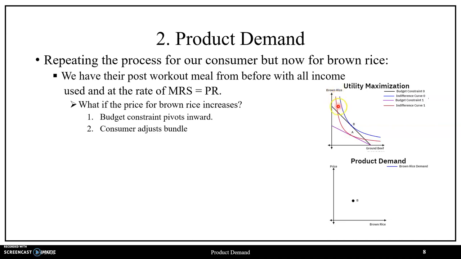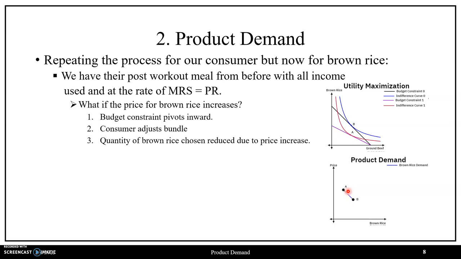So this is going to be at indifference curve 1 in red, intersecting our budget constraint 1 in purple solely once, giving us point A, giving us a new quantity in terms of brown rice and ground beef for this post-workout meal, where both brown rice and ground beef has decreased. But since our sole interest is in terms of brown rice, what this means in terms of product demand, price has increased and brown rice has decreased, so then this will generate point A on our product demand curve. Price of brown rice has increased, quantity in terms of brown rice has decreased.